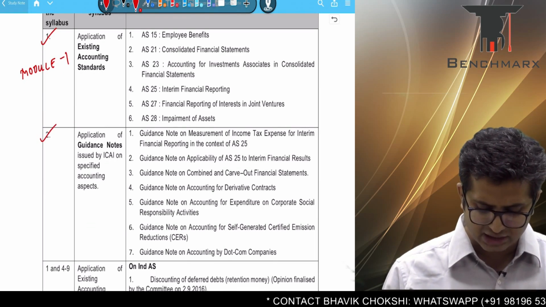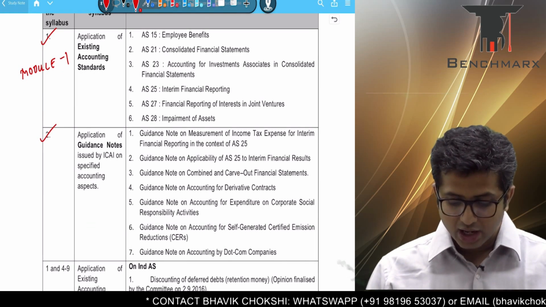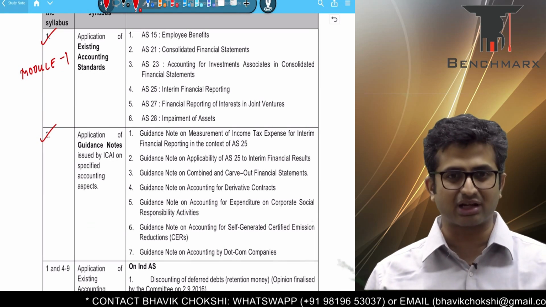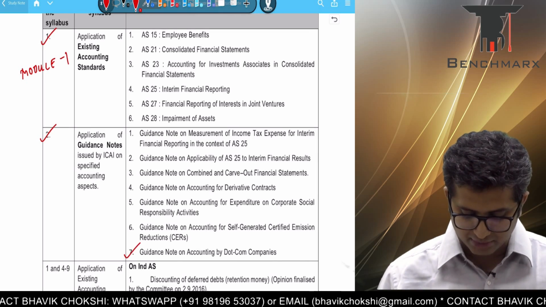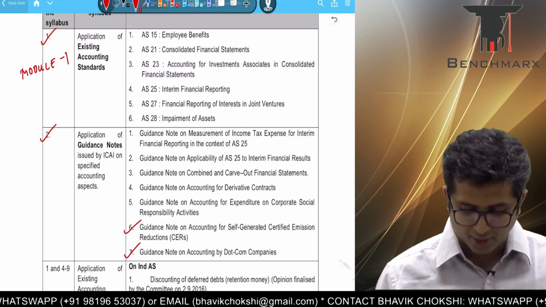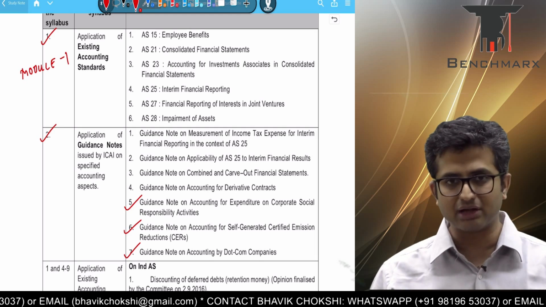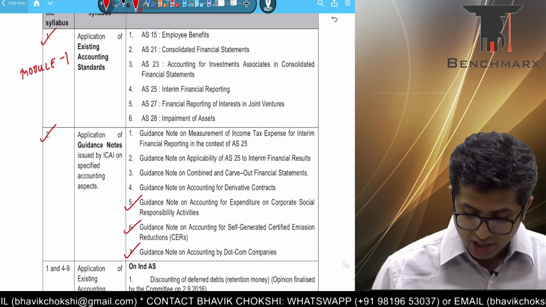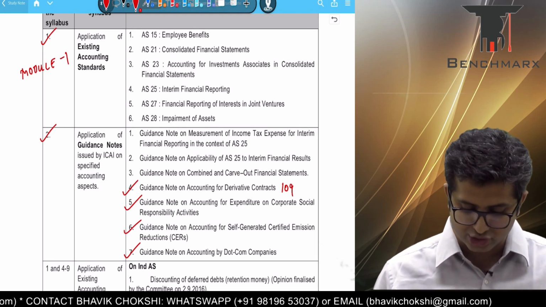The second is again your Chapter 2, which is on application of guidance notes. Frankly, most of these guidance notes get covered in their respective topics themselves. For example, point number 7 is accounting for e-commerce, which is a part of your syllabus. Point number 6 is accounting for carbon credits. Point number 5 is accounting for CSR. Point number 4 largely gets covered with Ind AS 109, that is financial instruments.